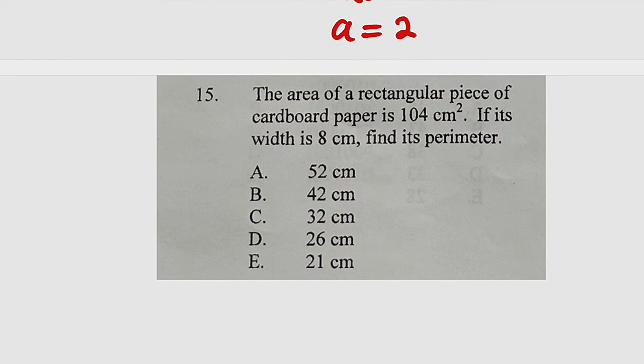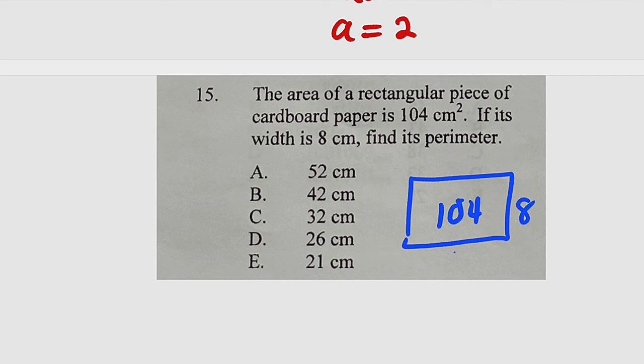Question number 15 reads: the area of a rectangular piece of cardboard paper is 104 cm squared. If its width is 8 cm, we are asked to find the perimeter of that rectangle. So let's assume we have the rectangle right here. The area is 104 and the width is given as 8, and we don't know the length.